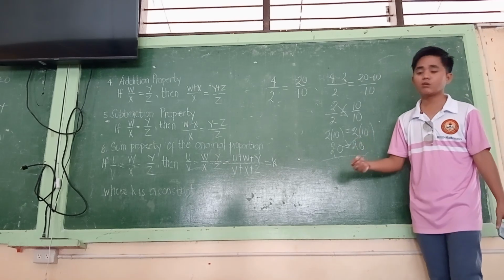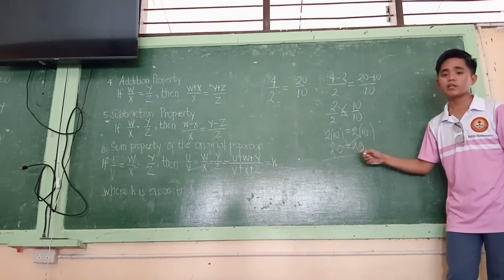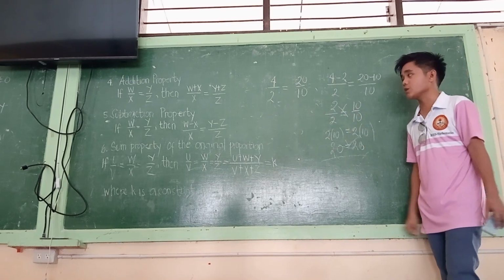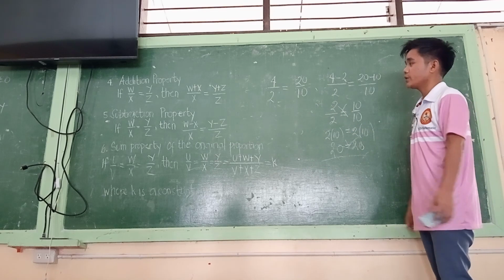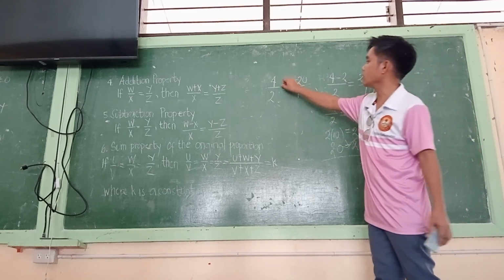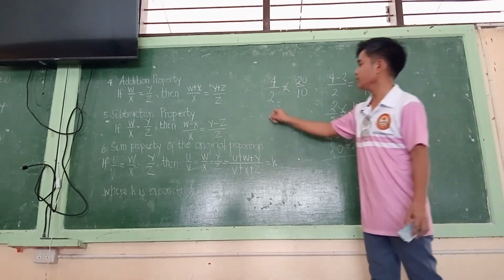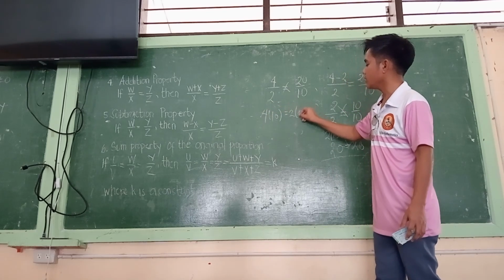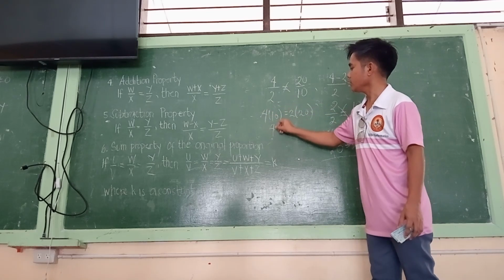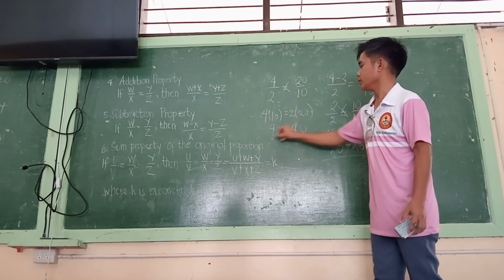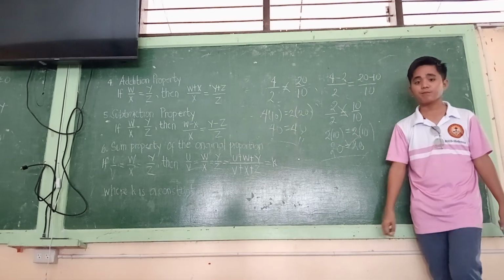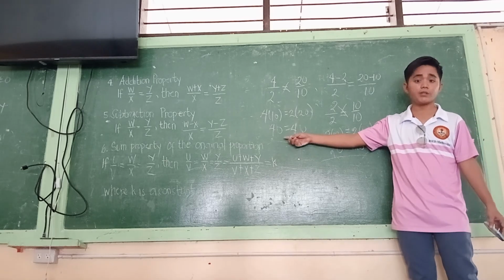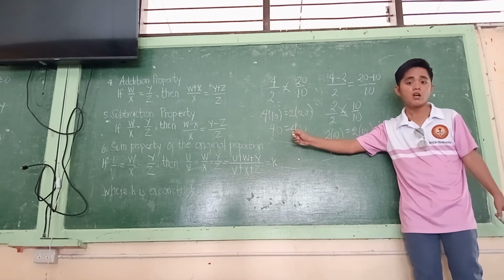It doesn't matter whether they are the same number or not, as long as they are equal. First comes the understanding of our subtraction property. Okay, let's check our example. By using cross multiplication, 4 times 10 is equal to 2 times 20. That is 40 is equal to 40.